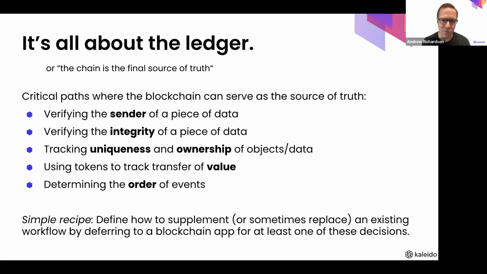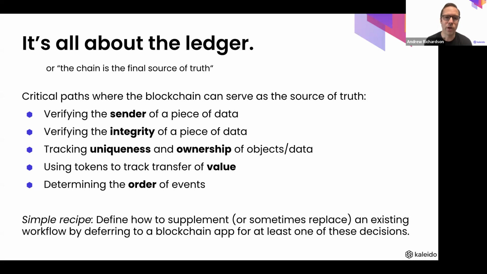Some of the critical paths where blockchain can serve as a source of truth tie back to the first slide: what problem are you trying to solve? Do you want to verify the sender of data? Do you want to verify the integrity of that data, maybe with a hash to say that the data has not changed since it was sent? Track uniqueness, maybe with an NFT, which is a very powerful construct for saying that there's one unique thing in the world, tying data and ownership to that kind of token. Track and transfer of value, and again, ordering events.